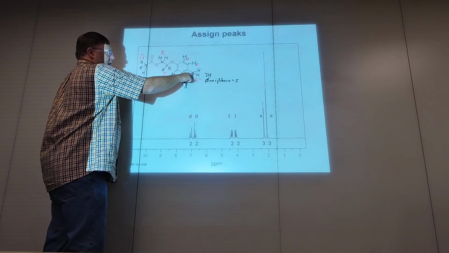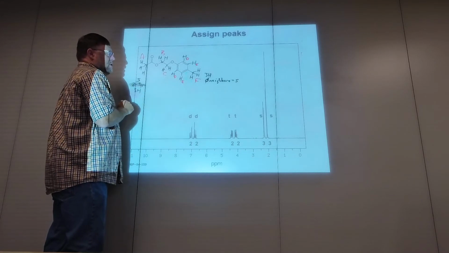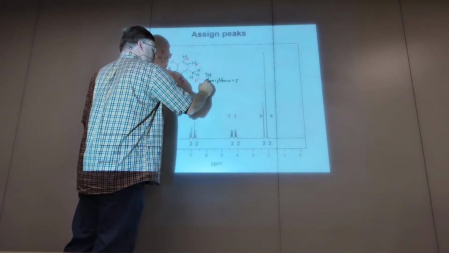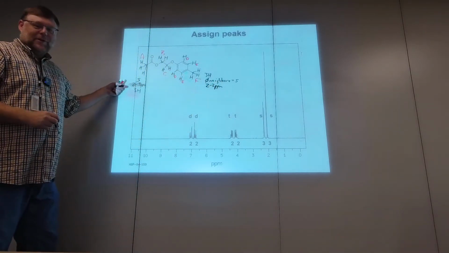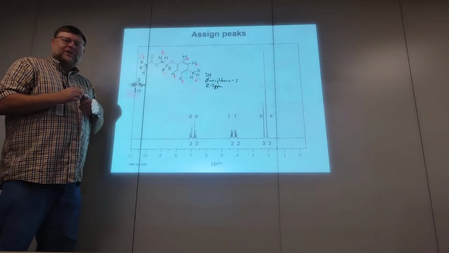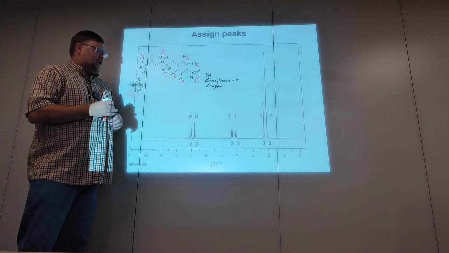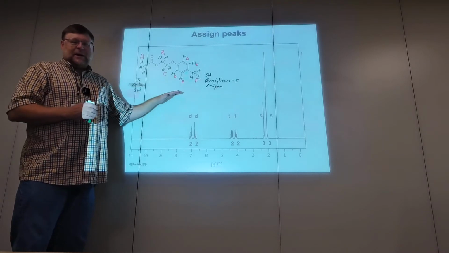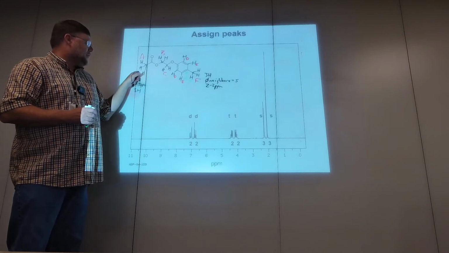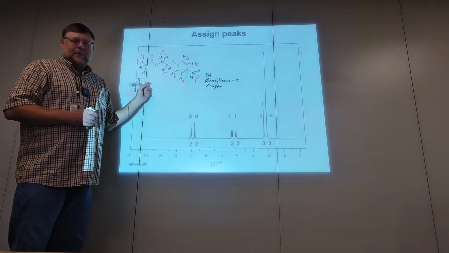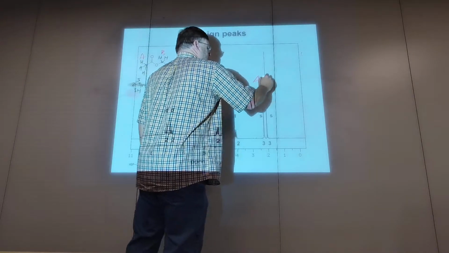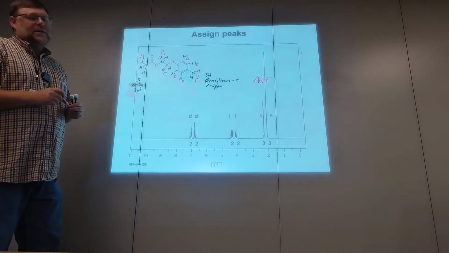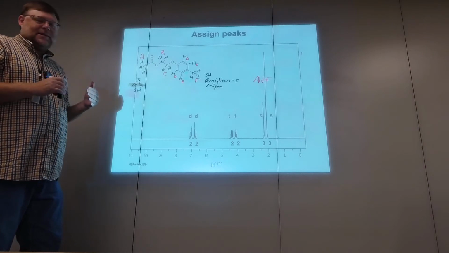Protons F are bonded to an sp3 carbon, bonded to an sp2 carbon. So 2 to 3 parts per million. That's really similar to this one. And so here, again, this is one of those science things. The data at this point, and this spectrum, is not going to let you differentiate A and F. One of those is A, one is F, but you don't have enough data to say which is which.